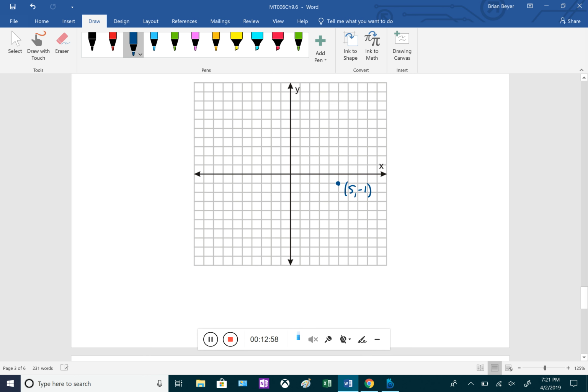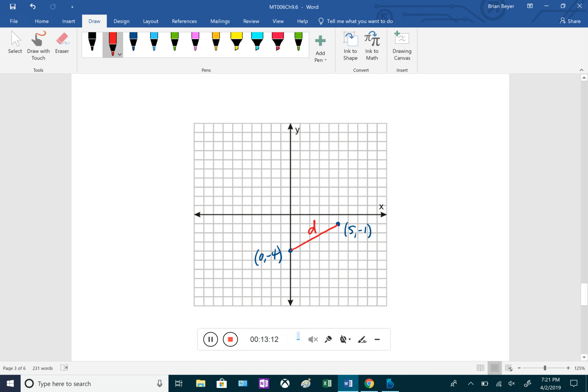So that means a horizontal distance of 0, so it doesn't move, and then we go down 4, so it's right here. And then we're looking for this distance right here that connects them. That's going to be our distance D. So just by looking at this, it looks like it might be about 6 or 7 units long.